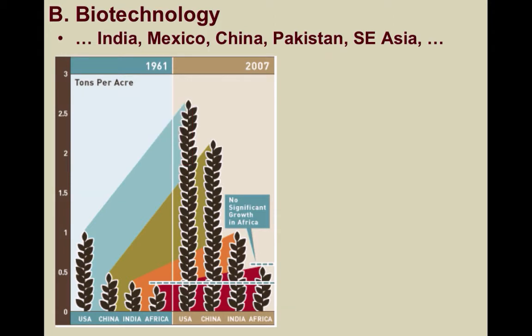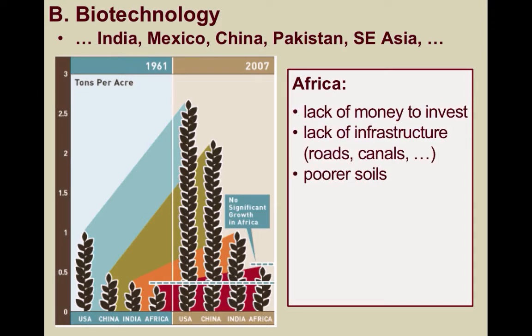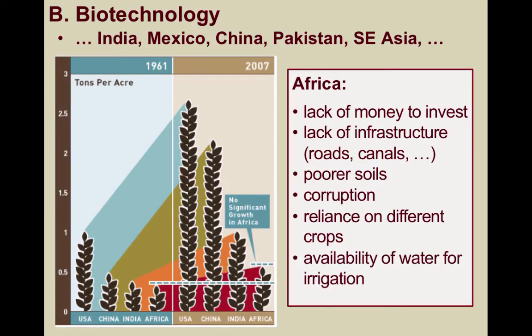However, the Green Revolution has had minimal impact in Africa. A lack of money and infrastructure, poorer soils, corruption, a reliance on many different crops, as well as a lack of availability of water for irrigation in many villages has made it difficult for many farmers in the continent to improve their crop yields and, in effect, their lives to the same extent. Now, most food worldwide has become a product of commercialization, motivated by worldwide markets.